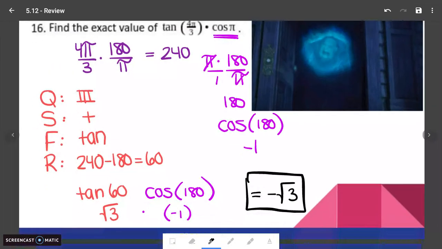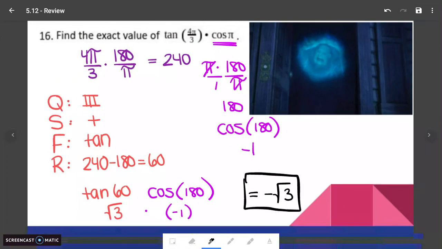And finally, find the exact value. Remember, you're supposed to have that chart memorized, but lucky for you this year, you can kind of look back to it. But we use that phrase QSFR to solve for tangent. So I converted the 4 pi over 3 into degrees, found the quadrant. The sign would be positive in the third quadrant. Tangent is the function. Reference angle is 240 minus 180. So tangent of 60 is radical 3. Cosine of 180, however, you can just plug that right into the calculator. It's off the unit circle as negative 1, right? It's 180 and it's the x value.